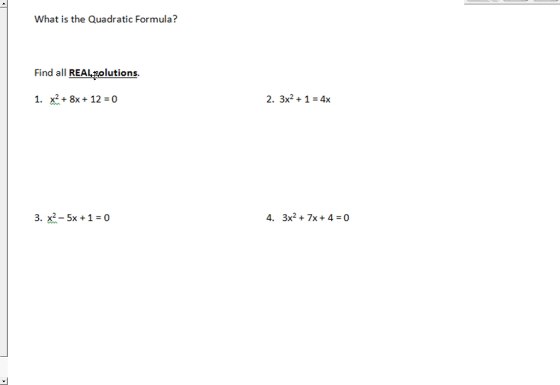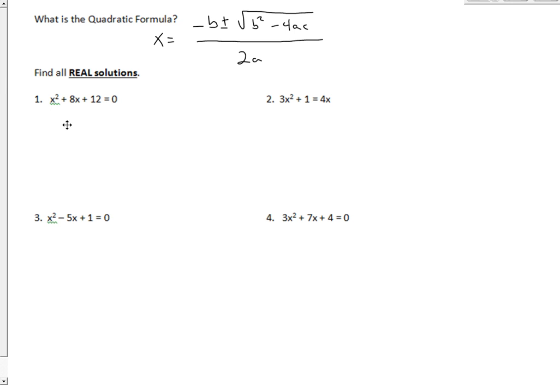All right, here is the review for the test on 1.3 to 1.5. First, the quadratic formula is x equals negative b plus or minus the square root of b squared minus 4ac all over 2a. Okay? Remember, if you're ever going to put in a negative number for b, the outcome when you square it is positive.